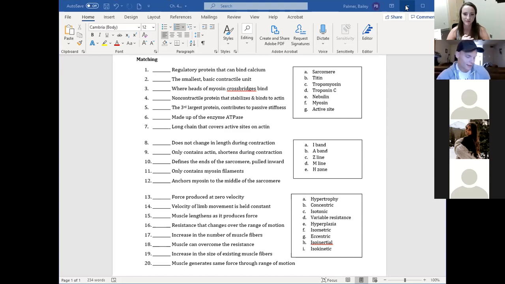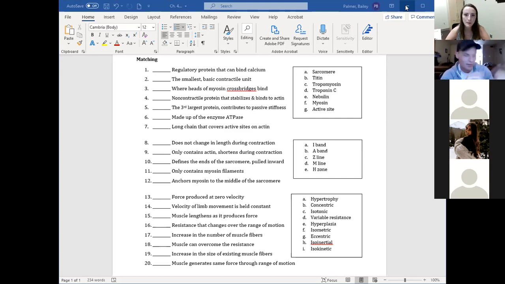And then you said pretty much know all the components, about the Z lines and all that. Yes, just the basics. Basically what's on the sheet right there. And then just know examples of resistance training.